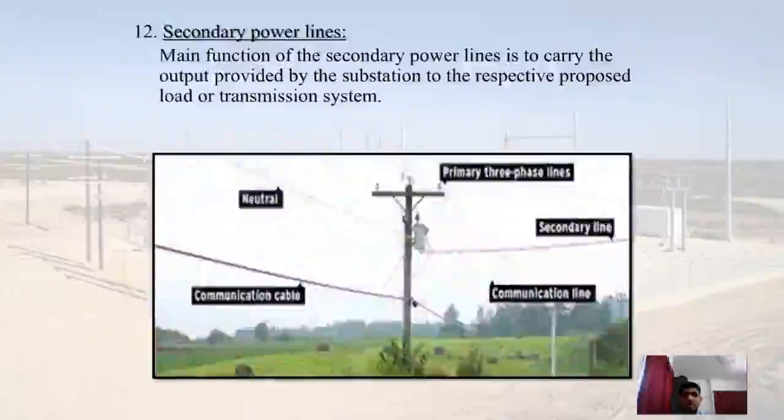The next main point or element is the secondary power lines. The main function of the secondary power lines is to carry the output provided by the substation to the respective proposed load or transmission system. Here below I have attached an image which clearly tells us about the secondary power lines.